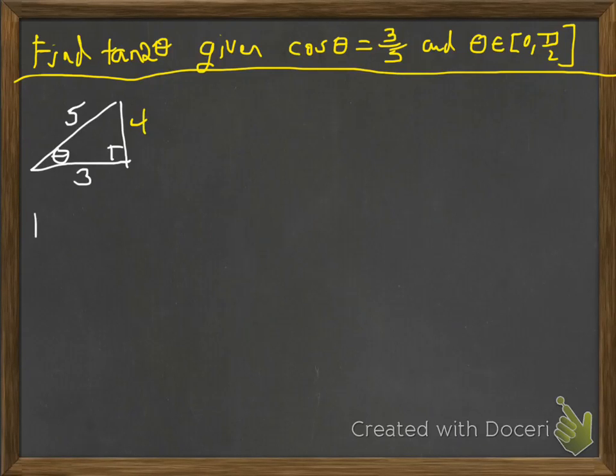Okay, alright, so tangent of 2 theta is going to be 2 tangent of theta divided by 1 minus tangent squared.